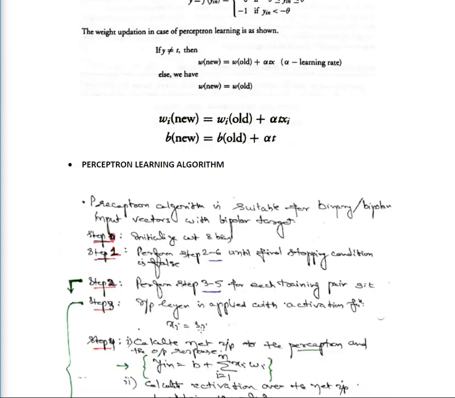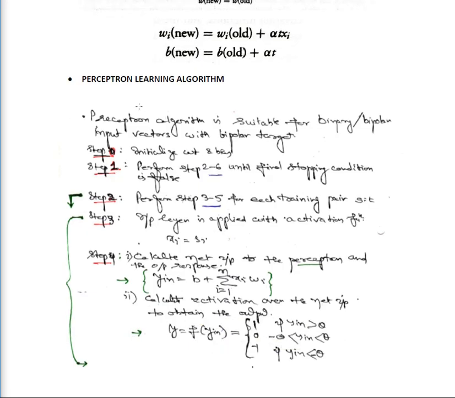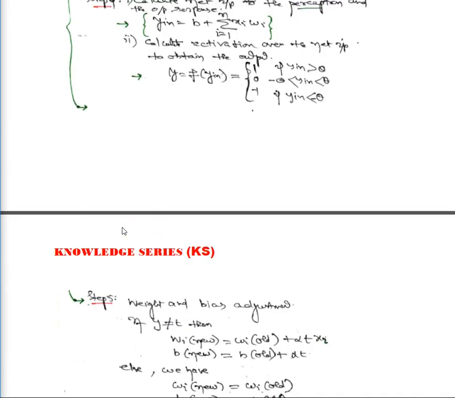Now we see the perceptron learning algorithm. This is another very important area. The perceptron learning algorithm is suitable for binary or bipolar input. Here we initialize the weight and the bias; we consider them as zeros. Now we perform steps 2 to 6 until we see that the output y is equal to the target. Step 2: perform 3 to 5. What is 3 to 5? 3 to 5 is this stage.